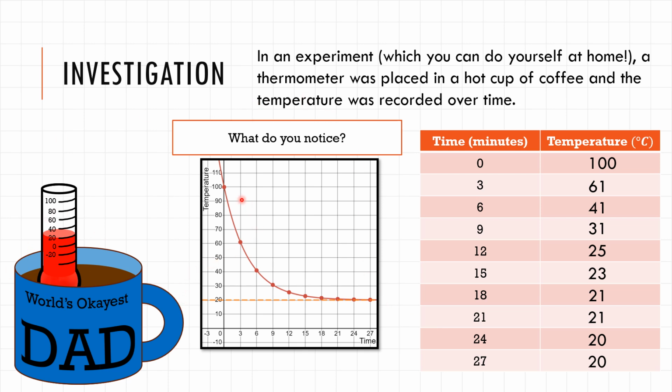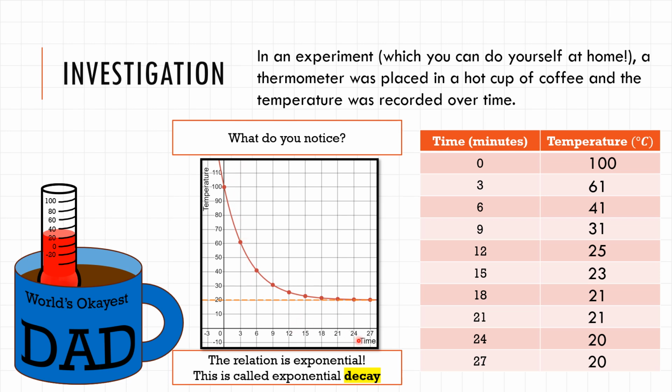I think if you think about this a little bit deeply about the fact that this is a real thing that's happening, and you would notice this in an experiment, is that this cup of coffee would not go below 20 degrees because that may be the temperature of the room. In this experiment, it was the temperature of the room. The other thing to notice here is that this relation actually is exponential. Whenever an exponential relationship is decreasing like this instead of increasing, this is called exponential decay.